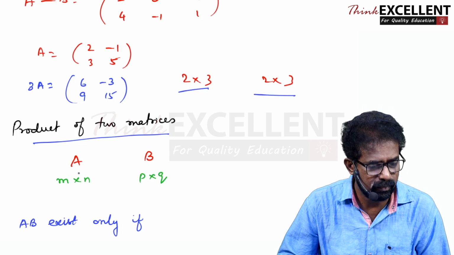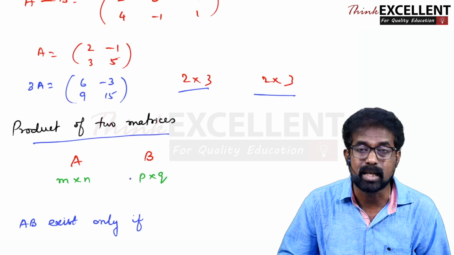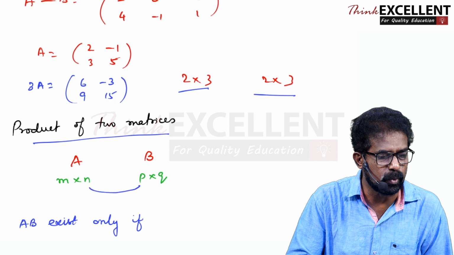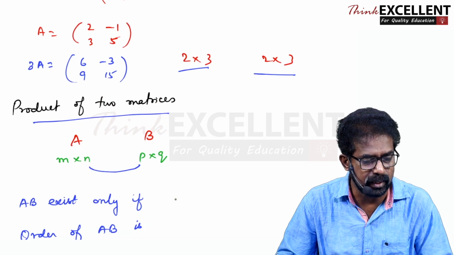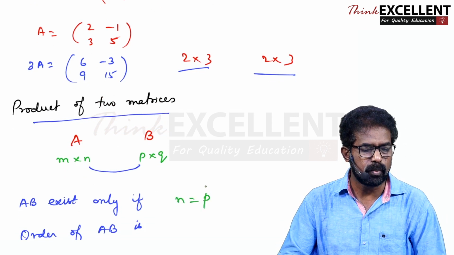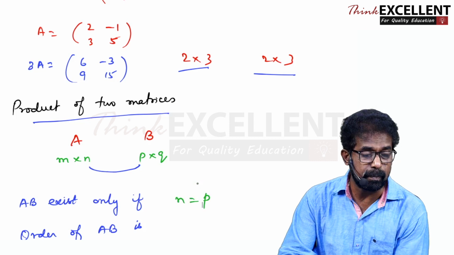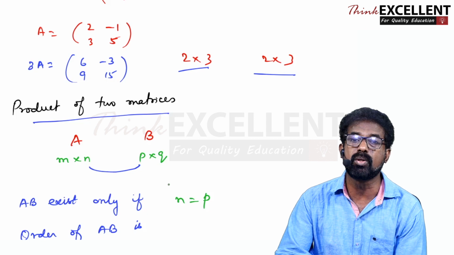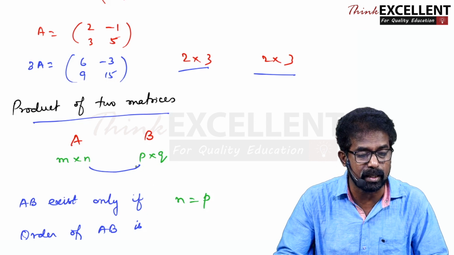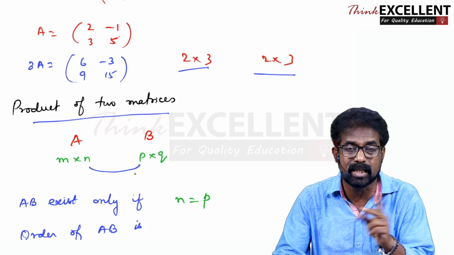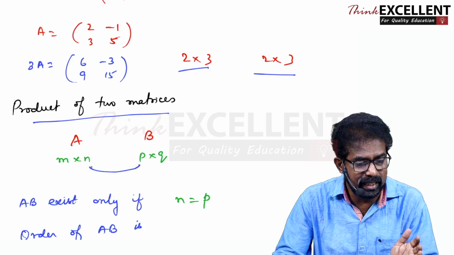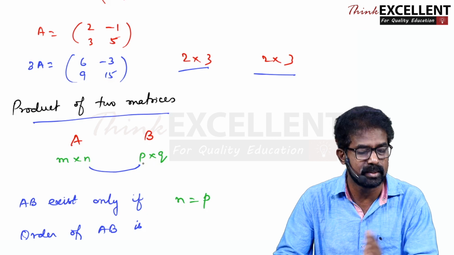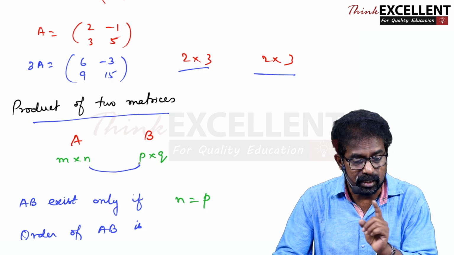Condition number 1. First matrix is m by n. Second matrix order p by q. N must be equal to p. That is condition number 1. N is equal to p. So what's the meaning of that? N represents the number of columns of the first matrix. Number of columns of the first matrix must be equal to the number of rows of the second matrix. First number represents row, second number represents column, right? Here n equals p. N is the number of columns of the first matrix. P is the number of rows of the second matrix. Those two must be equal. That is the first condition.